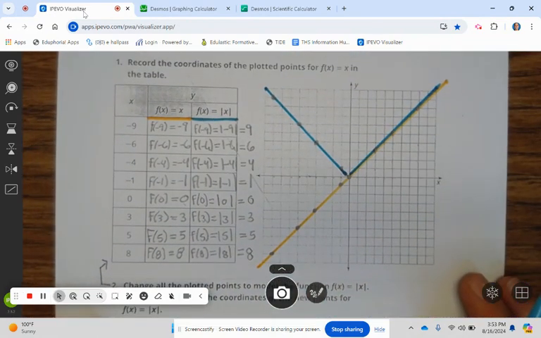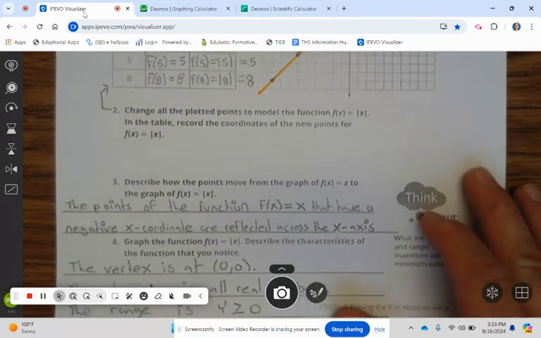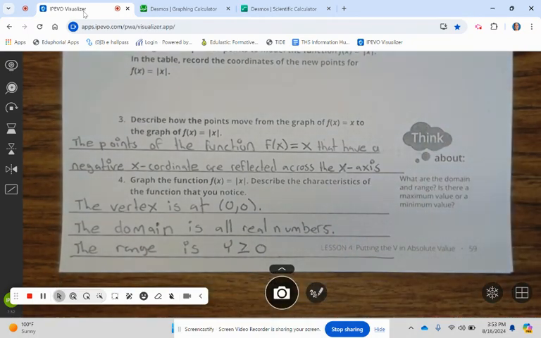All right, go ahead and finish up the table and graph. All right, number 2 we just completed. Number 3. Describe how the points move from the graph of f of x equals x to the graph of f of x equals absolute value of x.